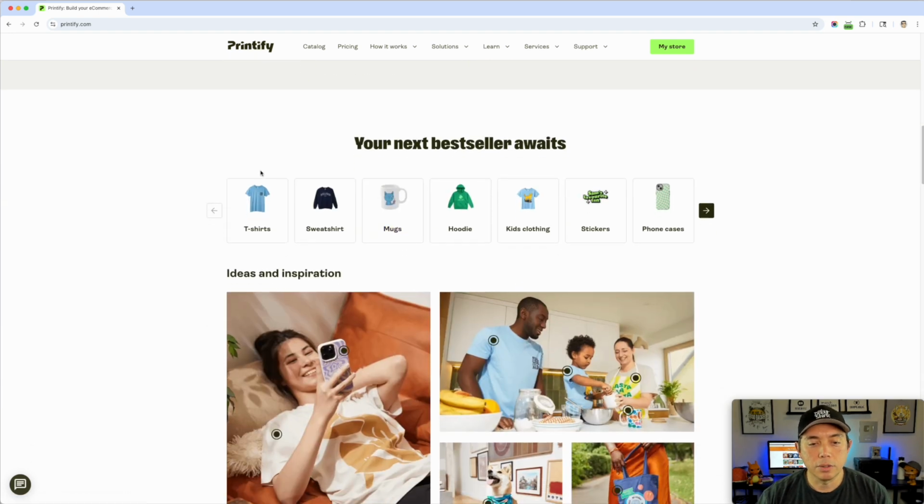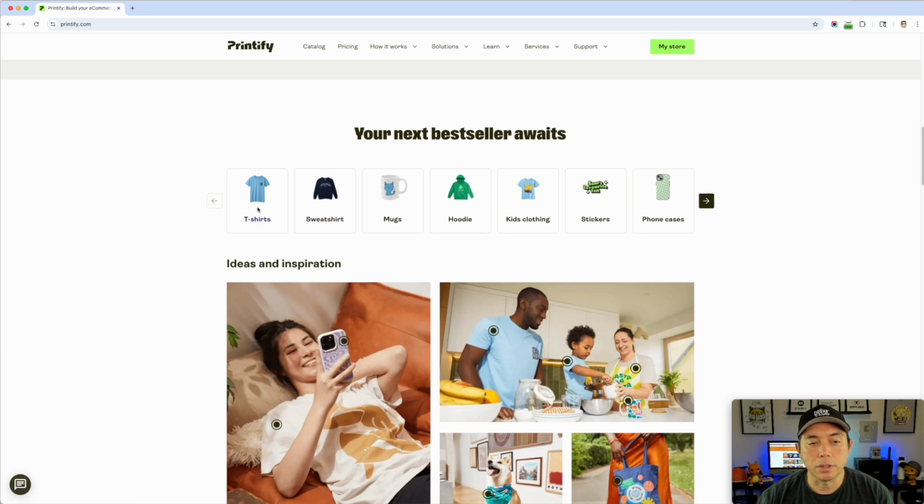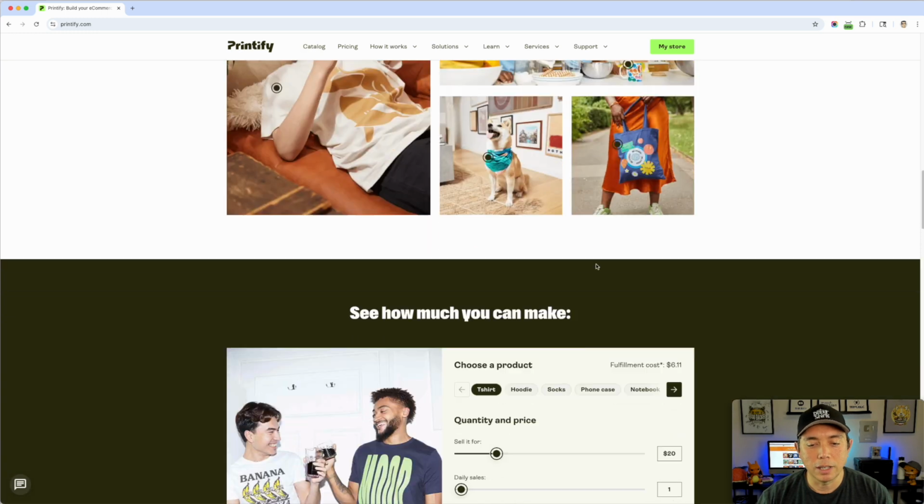And here's some of the cool things. They tell you what the best sellers are. So you've got t-shirts, sweatshirts, mugs. You don't have to stick to t-shirts, although I like to do t-shirts. If you find something that sells better or want to sell something different, they have everything and more than what you might be thinking. There's a whole catalog on here of stuff. So I might go into that a little bit.